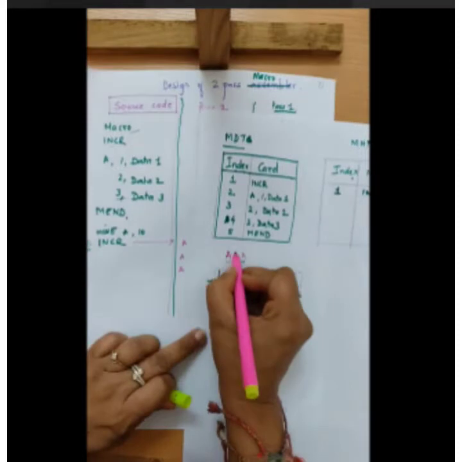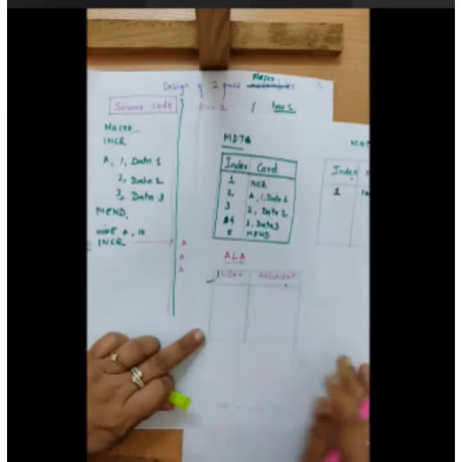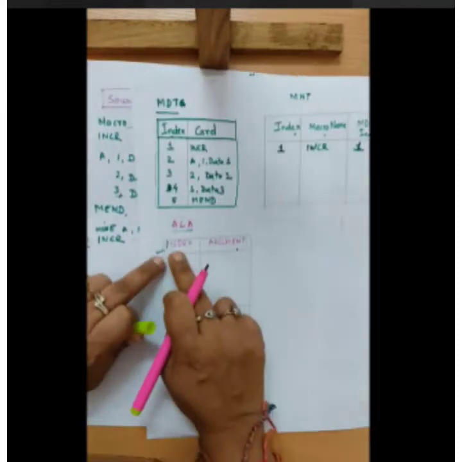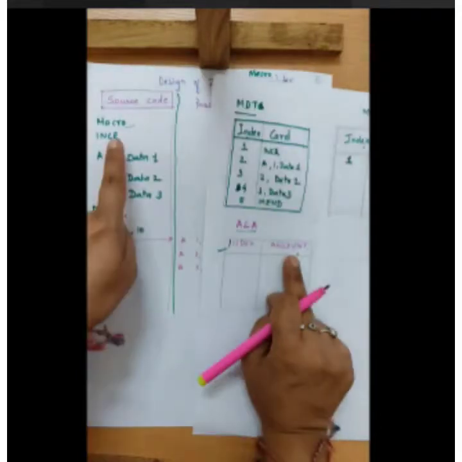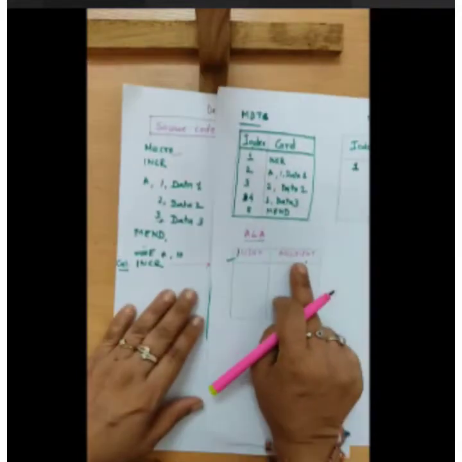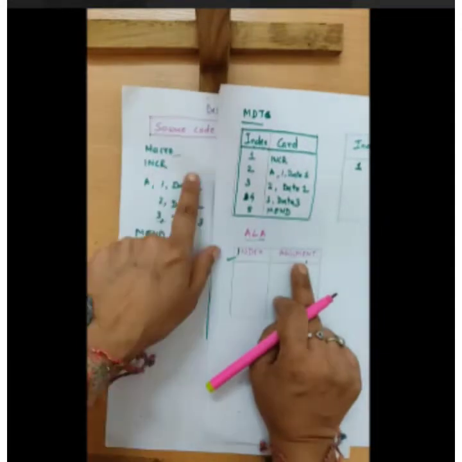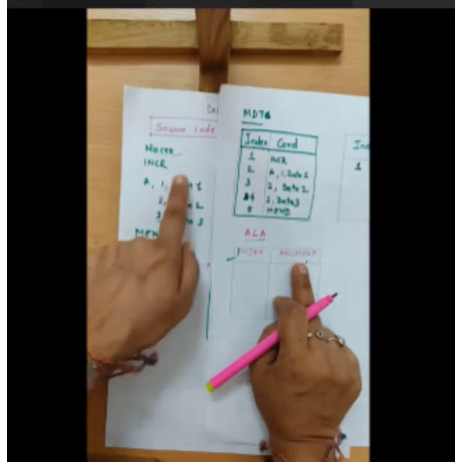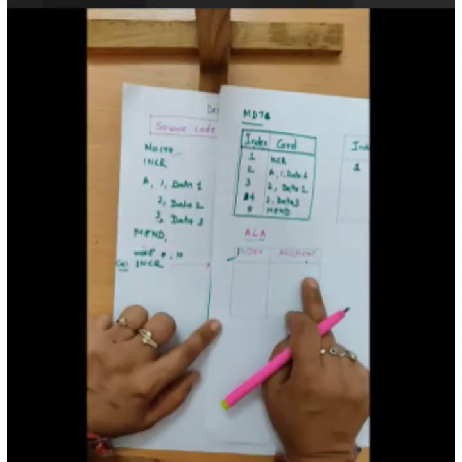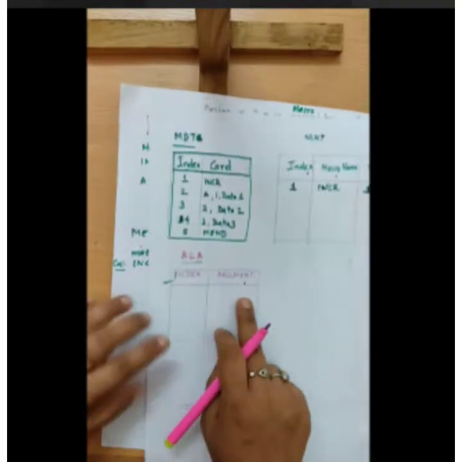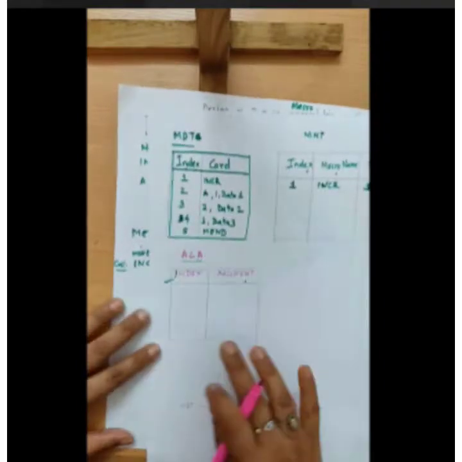Now let us come to our ALA table. So the next table is ALA. What is the format of that? Index and argument. Now, as you can see in the source code, there are no arguments here. Do we have arguments in our table? No. Because there is no argument, our ALA table will be empty. Got it? So this is how you design the different tables.